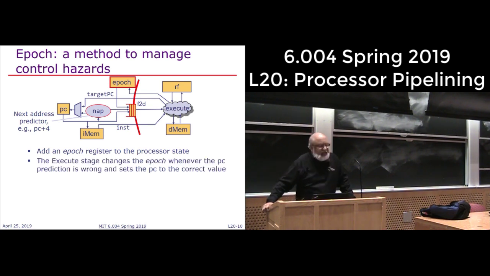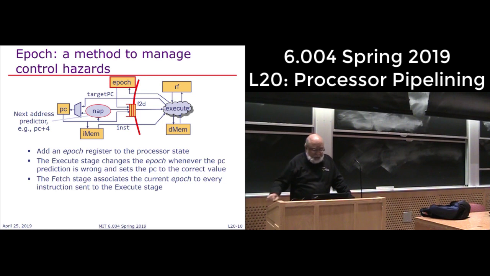The execute stage changes the epoch whenever it detects a misprediction. All right? And the fetch stage associates the current epoch to every instruction sent to the execute stage. So whenever I send an instruction forward, oh, I forgot to explain, what is NAP? This is just a short form, right? Because this is the next address predictor. PC plus 4, right? In the simplest form.